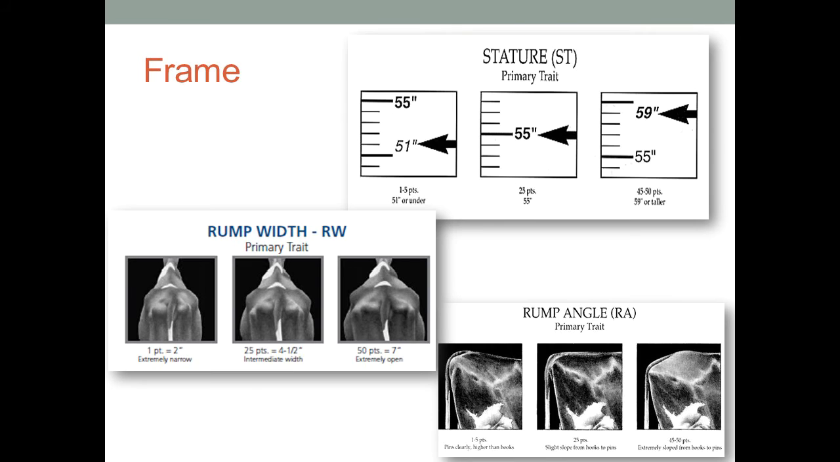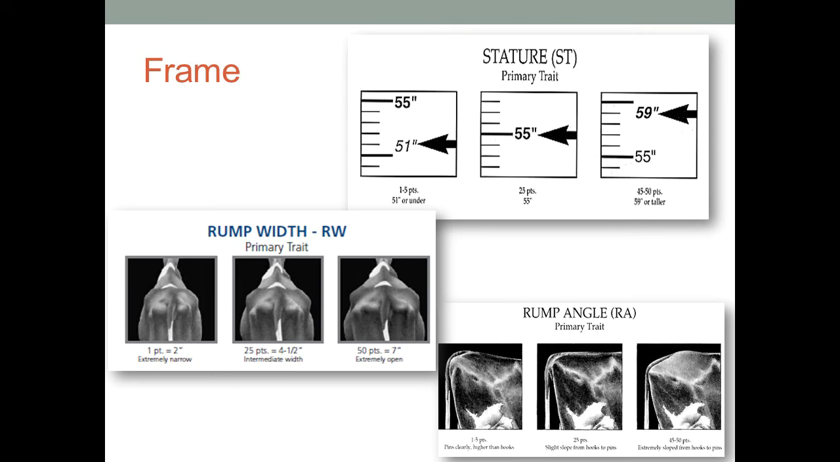And oftentimes we're asked, where do you measure the width of the rump? For linear scoring, it is between the pin bones, inside of the pin bones. And extremely wide, 7 inches, is a 50 point. Extremely narrow, just 2 inches between those pin bones, would be between a 1 and a 5.